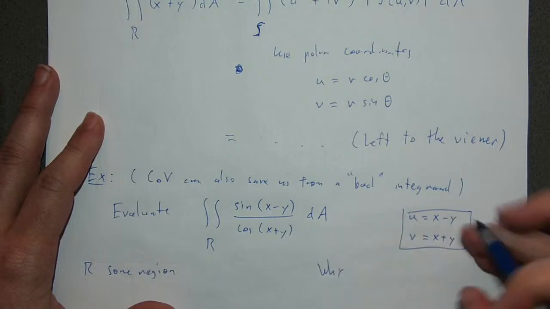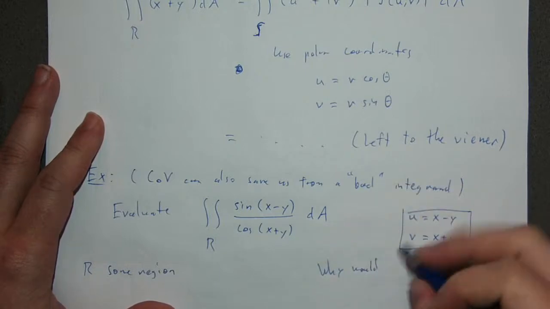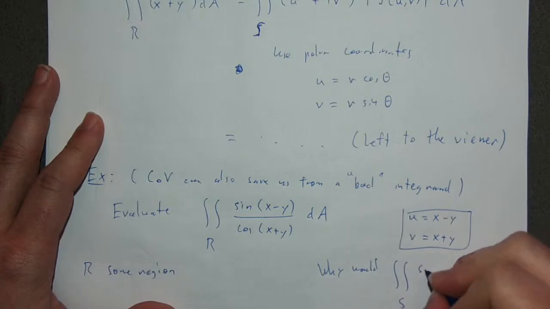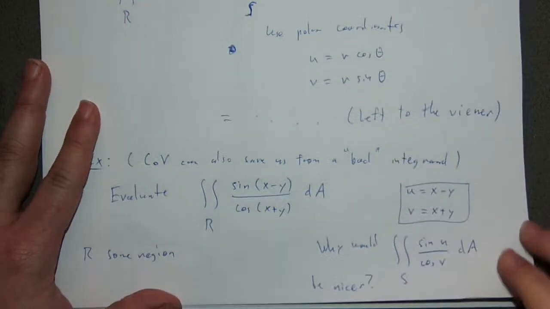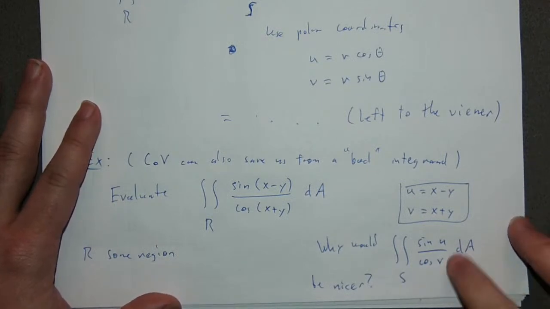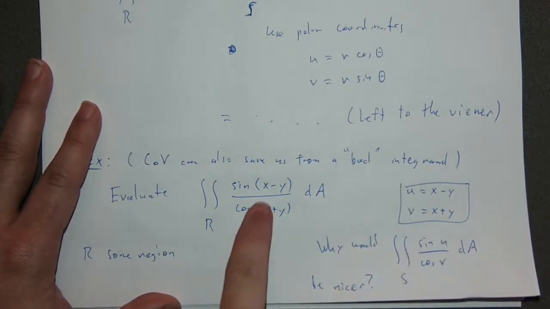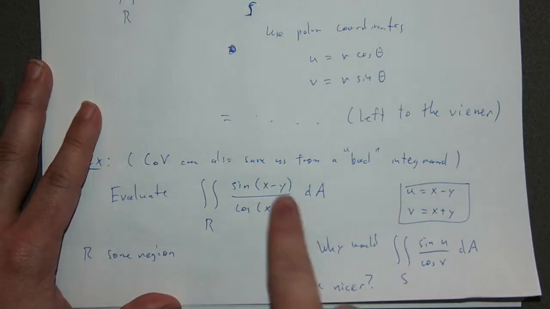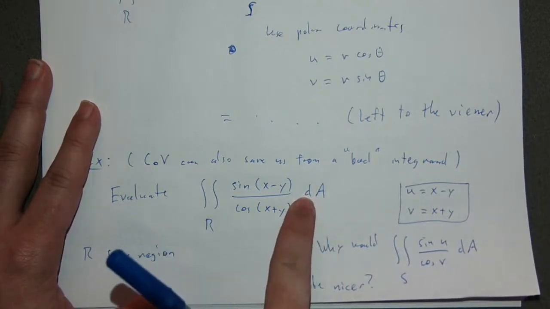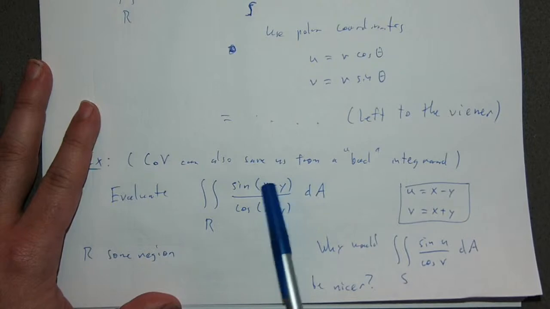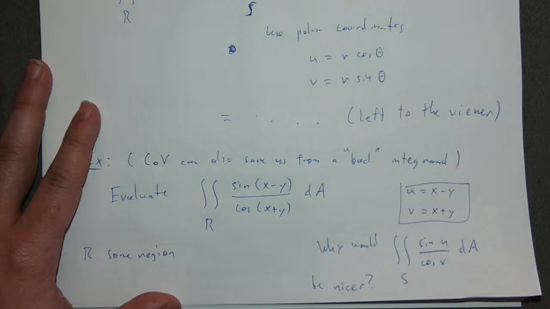Okay, why would this be nicer? Why would doing a double integral over some S of sine of u over cosine of v dA be nicer? What's the problem with this integral? Say that I wrote this out, so I wrote dy dx here. So I have to do an integral with respect to y first. The problem is that y is tangled up in both of these things, right? Which is bad. I don't like that. That makes it hard to do.